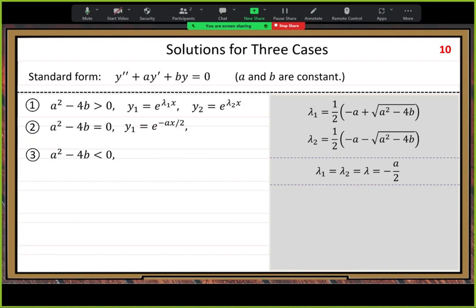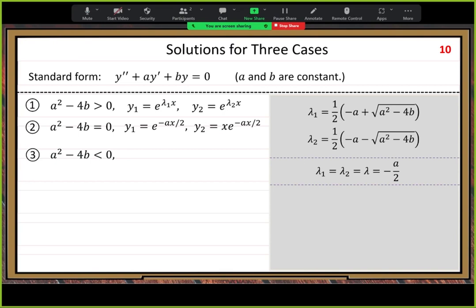Here, I want to save some time. Otherwise, I need about 10 minutes to find it. If I apply reduction of order, I need 10 minutes to find the answer. Here, I just give you the answer. y2 equals x times this function. There is a little x times it. Quite natural, right? We multiply that function by x.